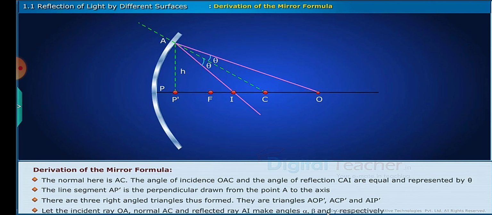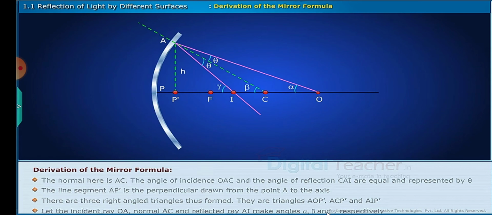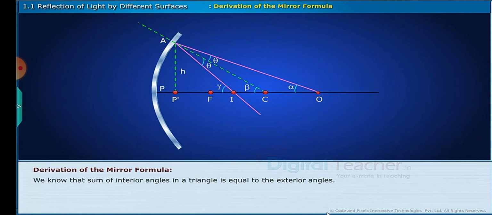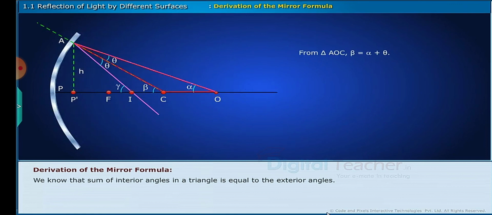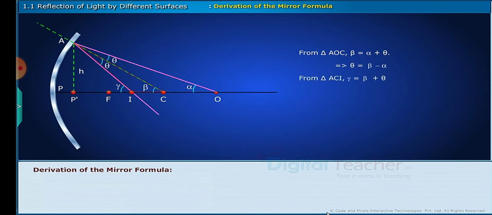Let the incident ray OA, normal AC and reflected ray AI make angles alpha, beta and gamma respectively. We know that the sum of interior angles in a triangle is equal to the exterior angle. From triangle AOC, we have beta is equal to alpha plus theta. That is, theta is equal to beta minus alpha. From triangle ACI, gamma is equal to beta plus theta. By substituting theta is equal to beta minus alpha in the above equation, we have 2 beta is equal to alpha plus gamma. Equation 1.